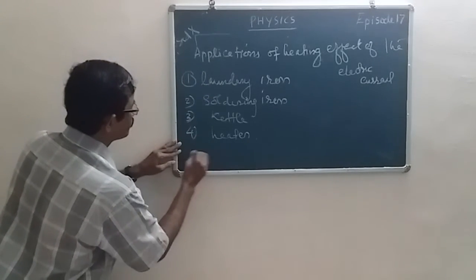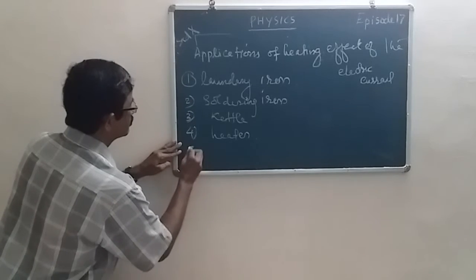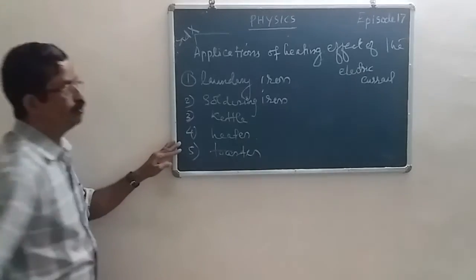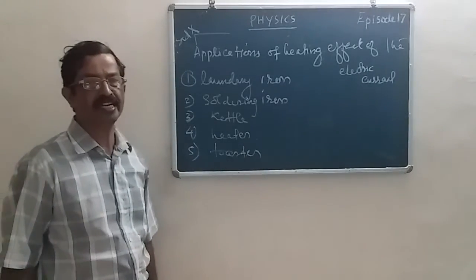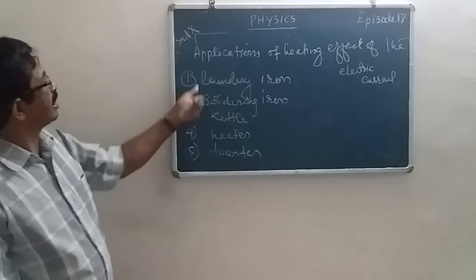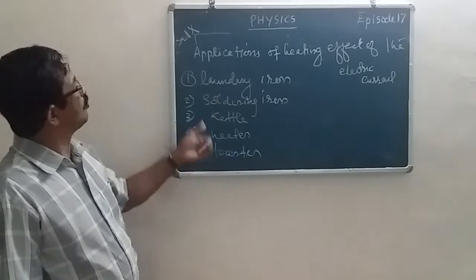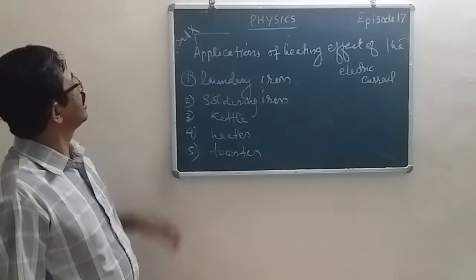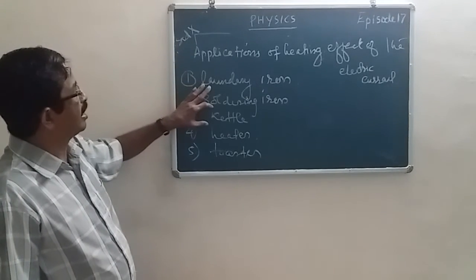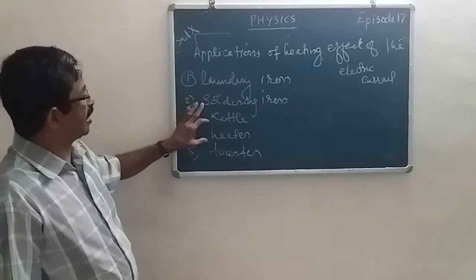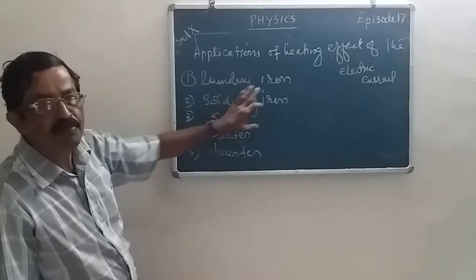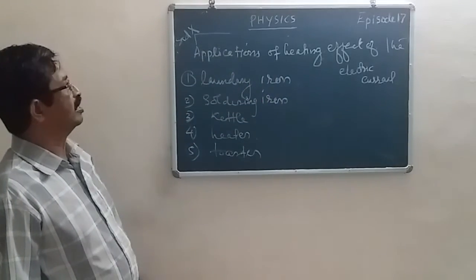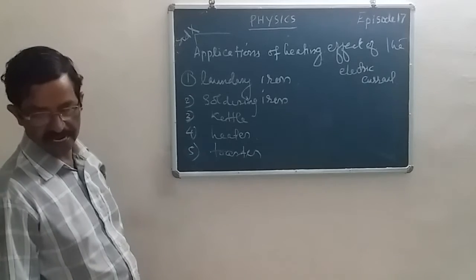Then in toaster, we make use of the heating effect of electric current. Here you see, in all these cases we use the advantages of the heating effect of electric current: laundry iron, soldering iron, electric kettle, electric heater, toaster, immersion heater. In all these appliances, we make use of the heating effect of electric current.